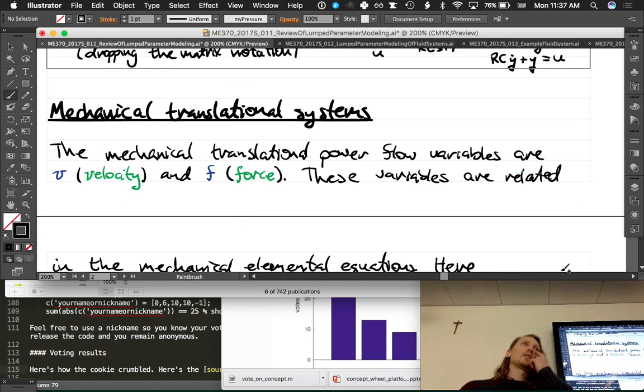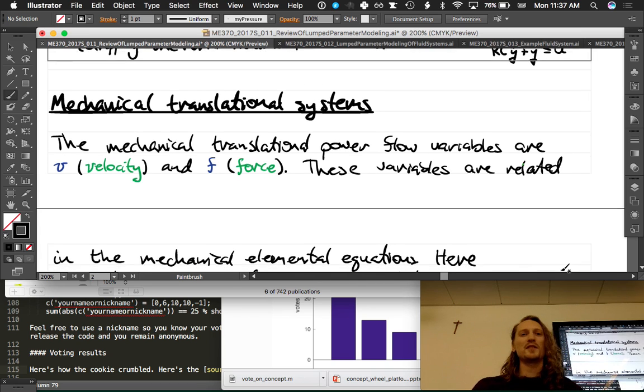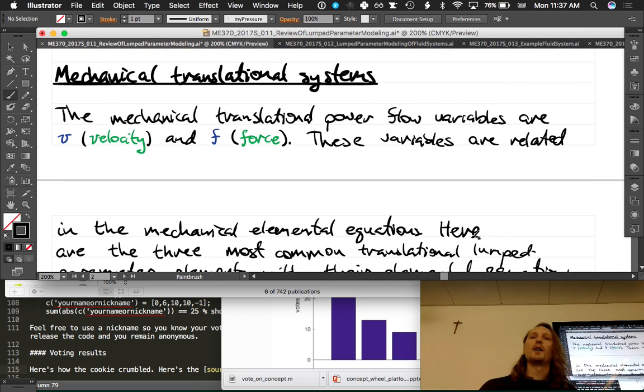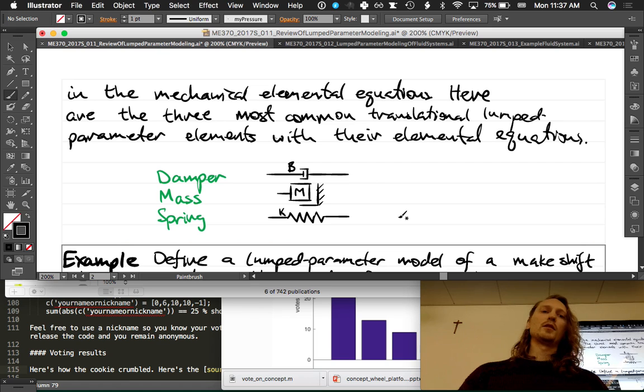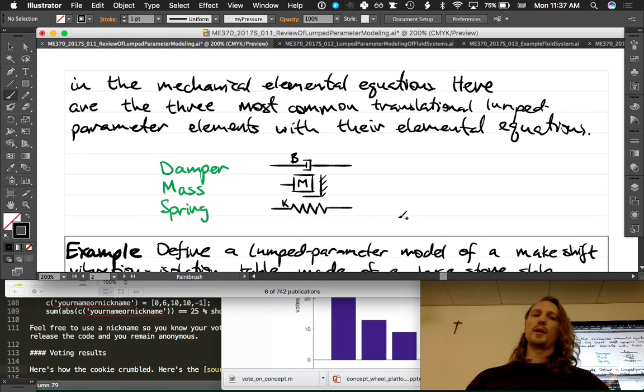Mechanical translational systems are next. So we just covered electronics. Done. Moving on. Mechanical translational systems. The power flow variables are velocity and force, V and F. These variables are related in mechanical elemental equations. Here are the three most common translational lumped parameter elements with their elemental equations.